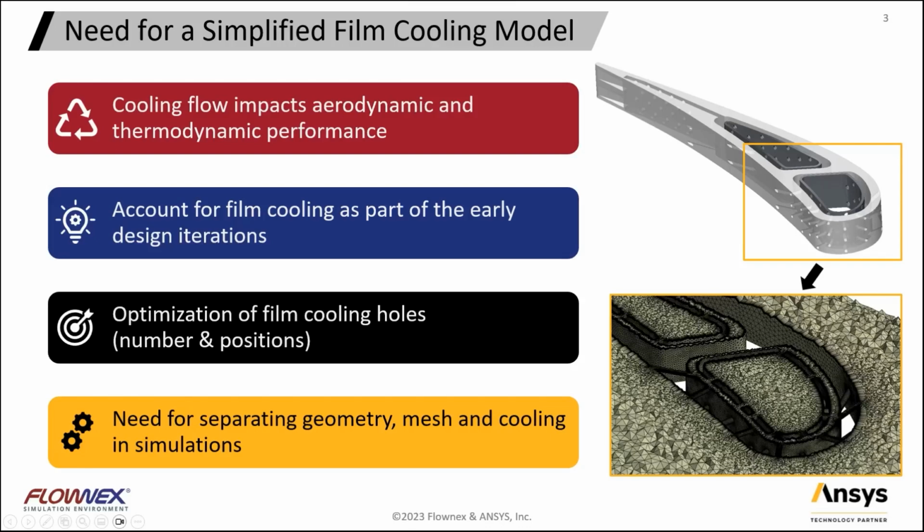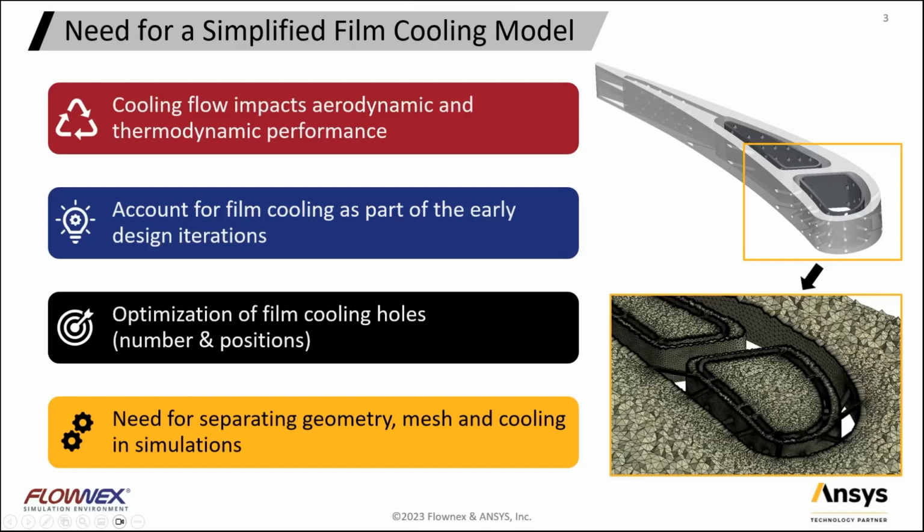First of all, we add a significant mass flow for cooling within the high pressure turbine stages. This can be up to about 20% of the overall mass flow in the first turbine stage. Therefore, the cooling flow impacts the aerodynamic and thermodynamic performance of the turbine stage. This leads to the need to account for the influence of the film cooling flow as early as possible in the design phase. In addition to that, there is a need for the optimization of the film cooling holes in respect to their numbers, the diameters, and their positions.